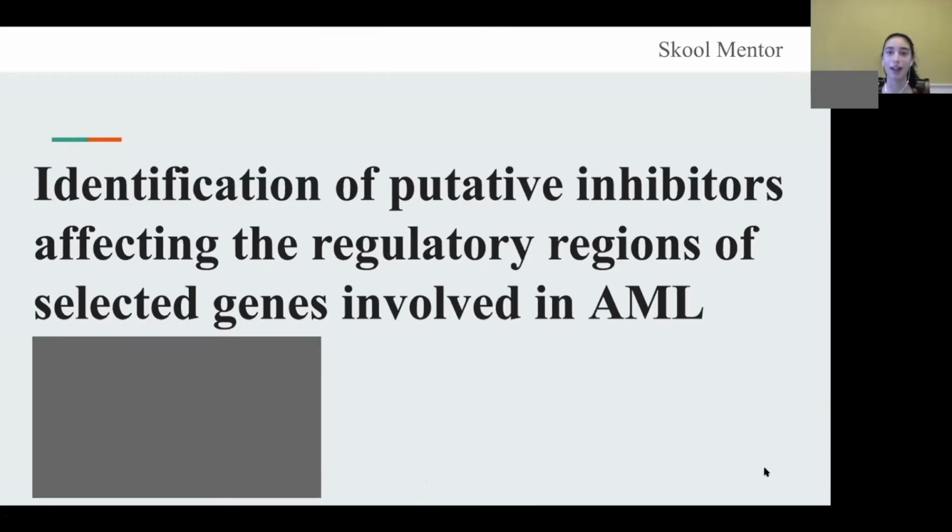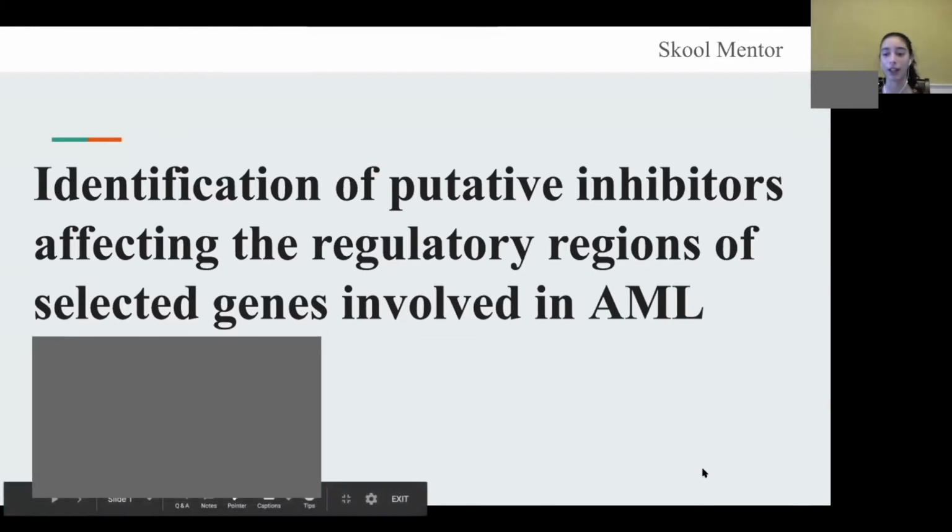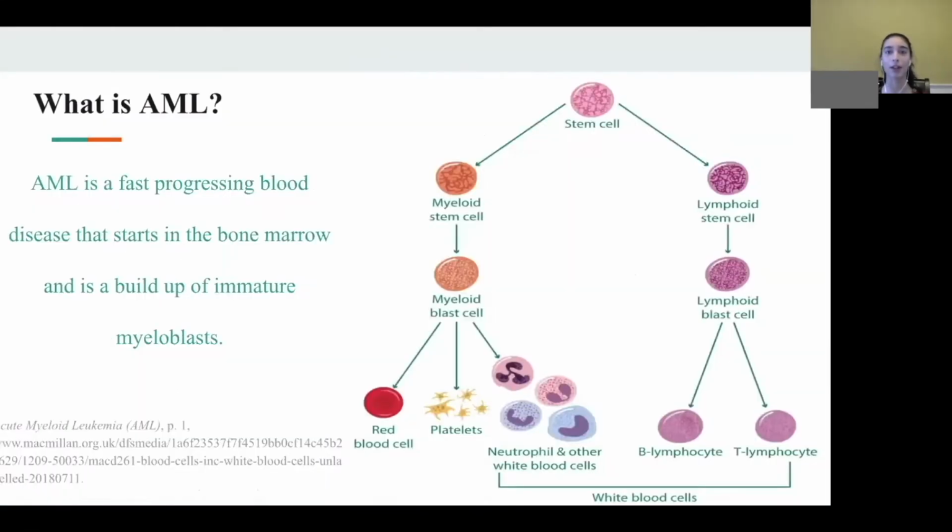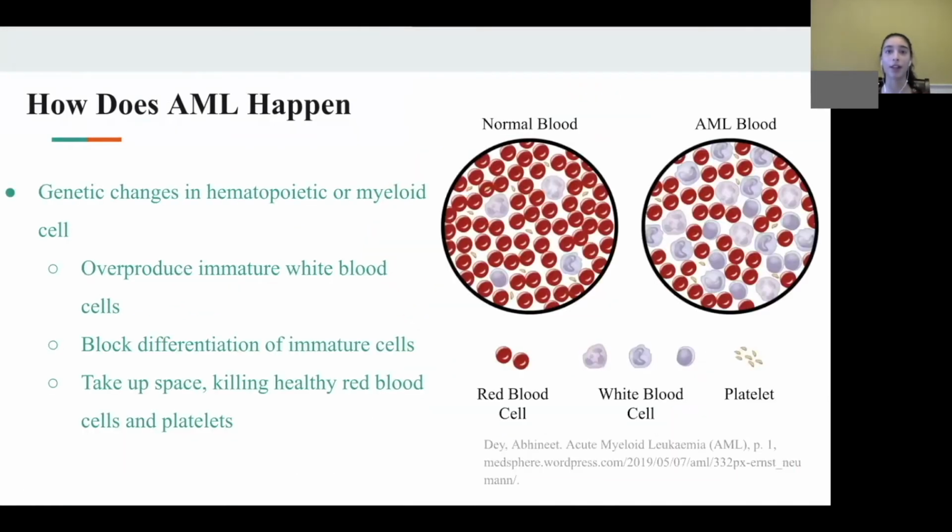sophomore. And through the SkoolMentor program, I learned about the identification of putative inhibitors affecting the regulatory regions of selected genes involved in AML. So, what is AML? AML, or acute myeloid leukemia, is a fast progressing disease where myeloid cells rapidly grow, interfering with the production of normal white blood cells, red blood cells, and platelets. The main cause of AML is a genetic change in the DNA sequence of hematopoietic stem cells or myeloid cells.